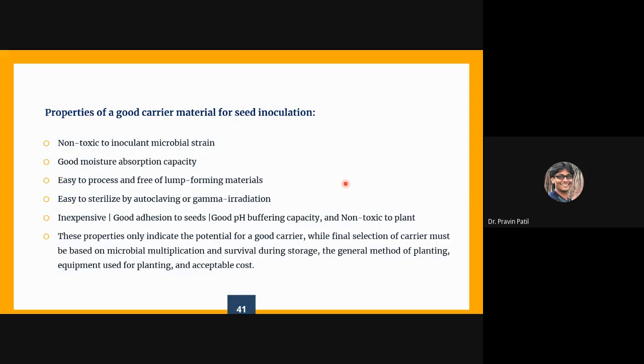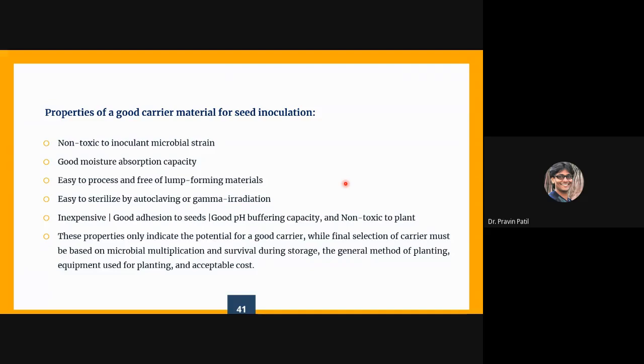It should be inexpensive. Of course, this is one of the most important factors. It should be inexpensive. Good adhesion to seeds. So there is a process where biofertilizers can be applied on the seeds, and that seed can be sown to the field. So in that application part, when we apply these biofertilizers on those seeds, that should adhere to those seeds properly. So good adhesion property should be there.